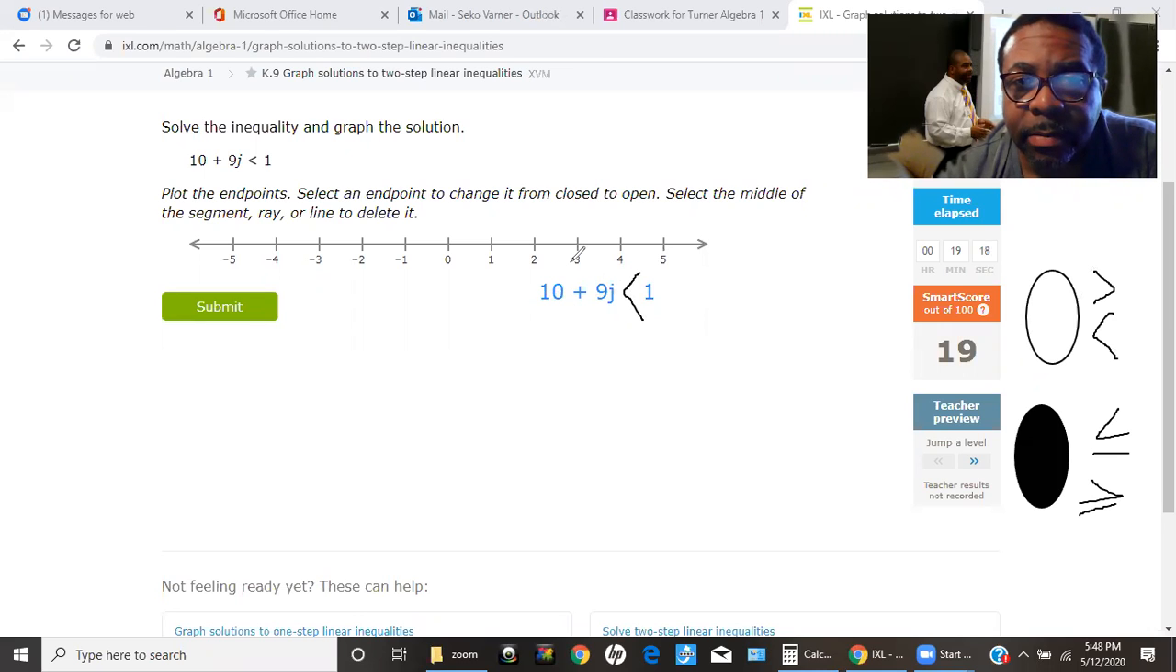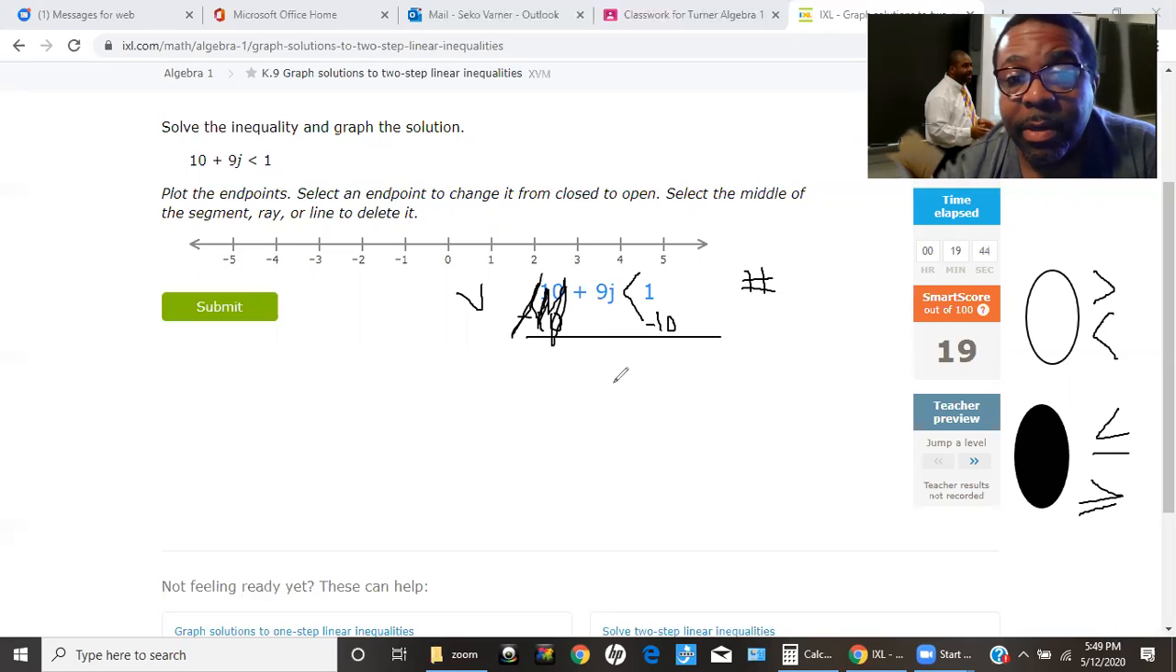We want to get rid of the 10, right? We want to get rid of the 10 because we want the variables on this side and the numbers on this side, right? Variables over here and numbers over here. So -10 on both sides. Good. So 10 and -10 cancel each other out. It's actually 0. That leaves you with 9j is less than 1 minus 10. That's going to leave you with -9, right?